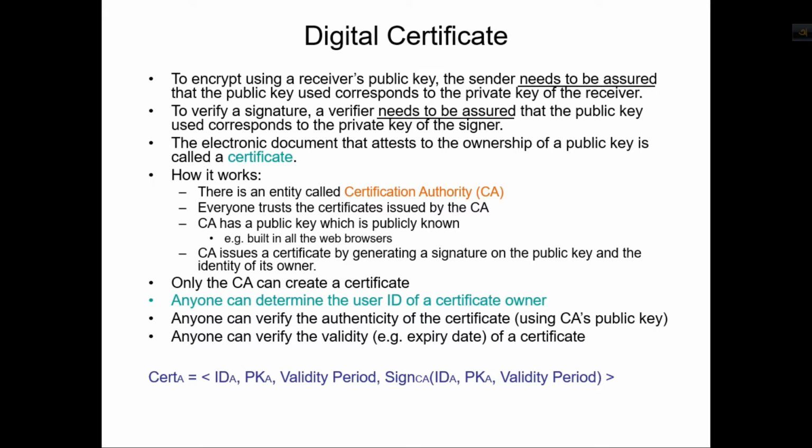It is built into all web browsers. Mainly the CA is built into all web browsers. CA issues a certificate by generating a signature on the public key and the identity of its owner. Only CA can create a certificate. Anyone can determine the user ID of a certificate owner. Anyone can verify the authenticity of the certificate using the CA's public key. CA means Certificate Authority's public key. Anyone can verify the validity of a certificate by its expiry date.